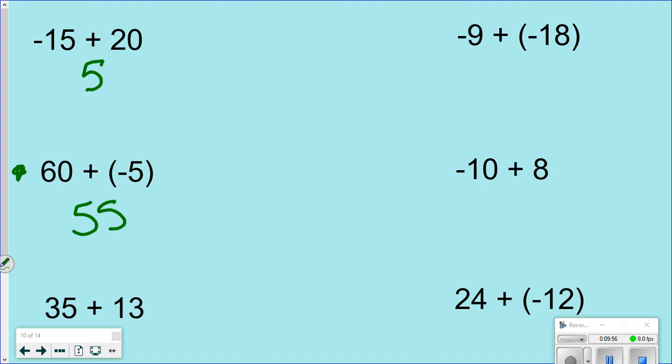Down here, just adding together like normal, 48. The answer up here would be negative 27. Then I have negative 2 and 12.